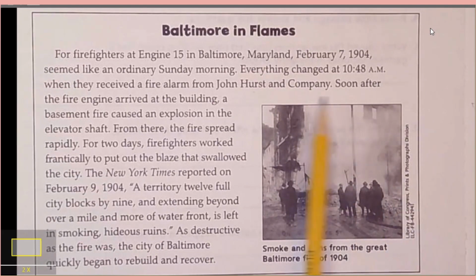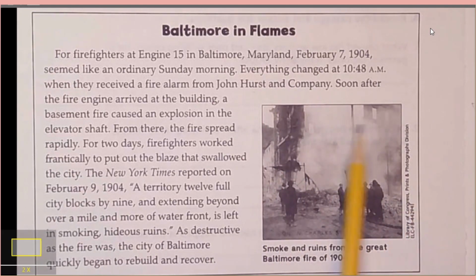And as you can see, this picture here, which again is a text feature, shows smoke and ruins from the Great Baltimore Fire of 1904. If you recall, when I was reading you the story of the Great Fire of London, you would have noticed in the audio that I did, I actually put pictures, because I think it's important to see the real thing, to see how devastating it is. Sometimes reading information doesn't give you a full picture and a visual.